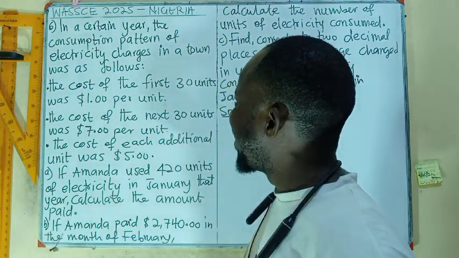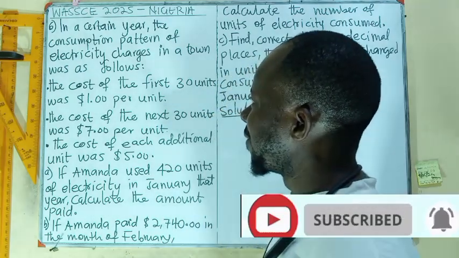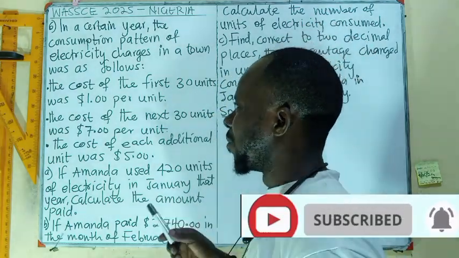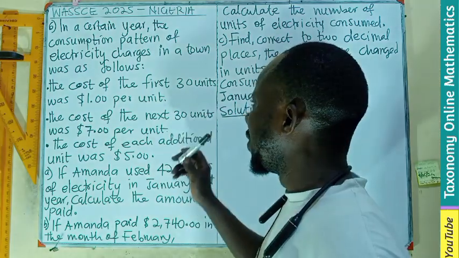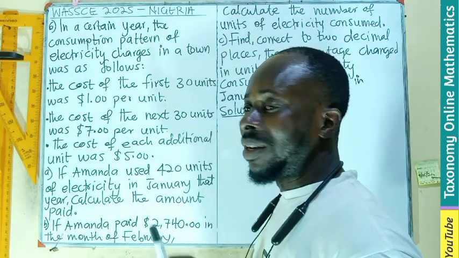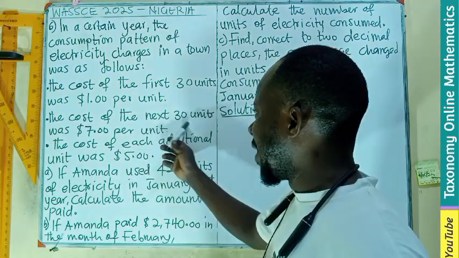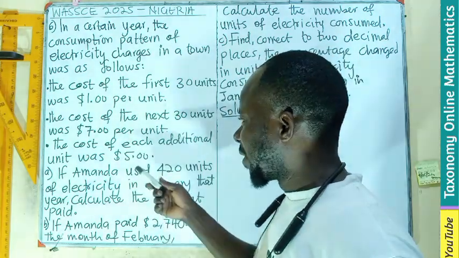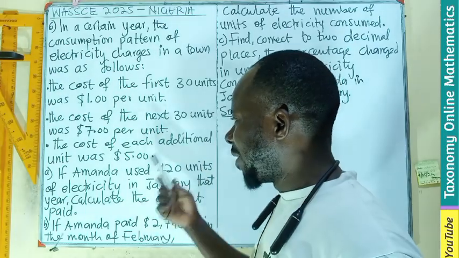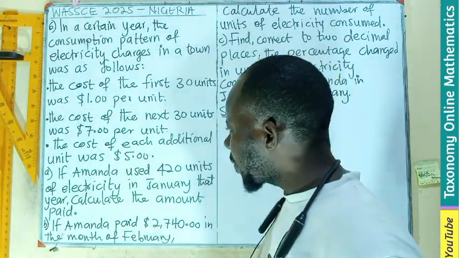In a certain year, the consumption pattern of electricity charges in a town was as follows. The cost of the first 30 units is $1 per unit. The cost of the next 30 is $7 per unit. Any additional unit is charged $5 per unit.